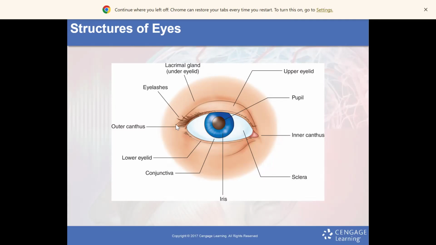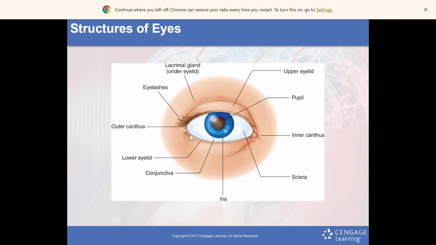You have this outer medial and lateral. So the medial canthus, also known as the inner canthus, medial to the nose here, the lateral canthus, the outer canthus. This is where the upper and lower eyelids meet. So that's pretty much all of the external fleshy anatomy.